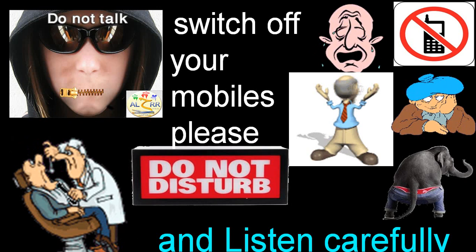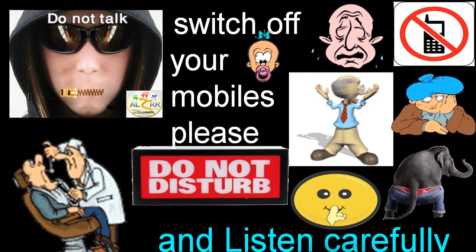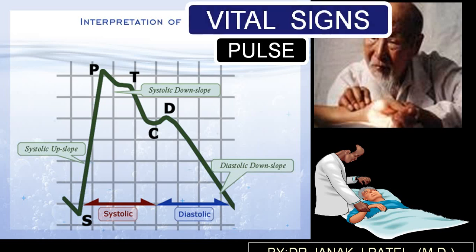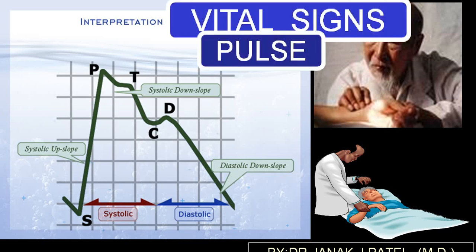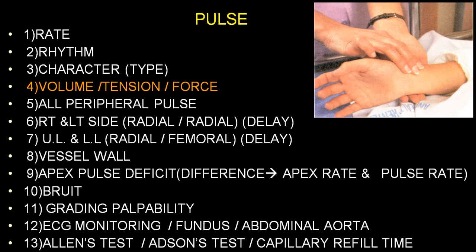So today we are going to talk regarding the second part of pulse examination, which is one of the vital signs. We have discussed the different types of pulse, rate, rhythm, different characters of the pulse, etc. Now we are going to talk regarding volume, tension and force.